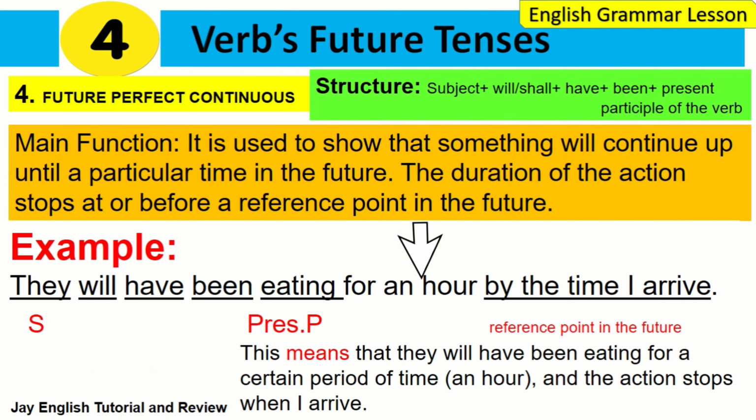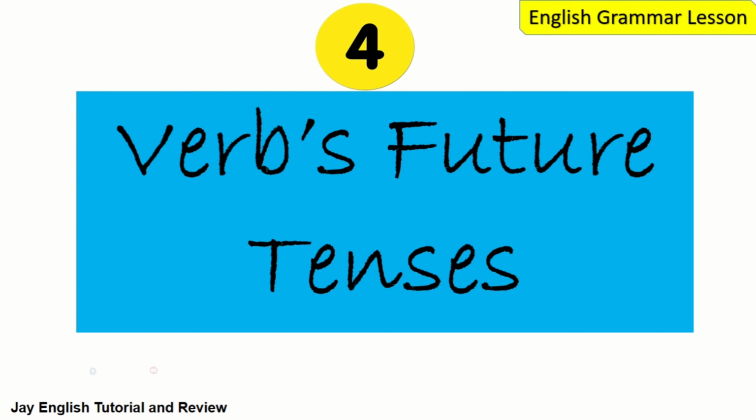An hour in the sentence tells us the period of time the action is being done. And the action stops when I arrive. So, by the time I arrive in the sentence is a reference point in the future. It means that that is the time signal that tells us when that particular action stops in the future. So, by the time I arrive. Okay? And those are the four verb future tenses.